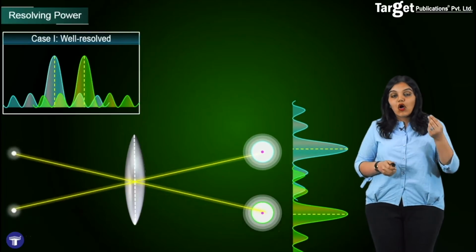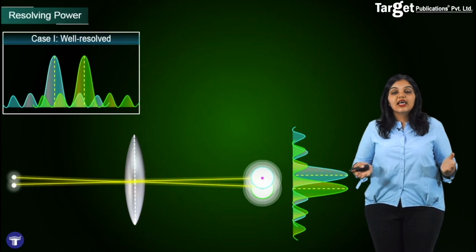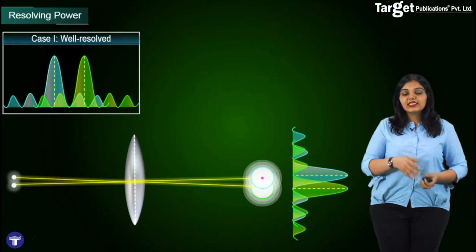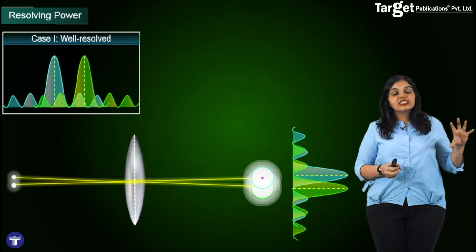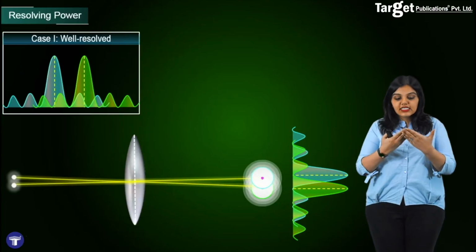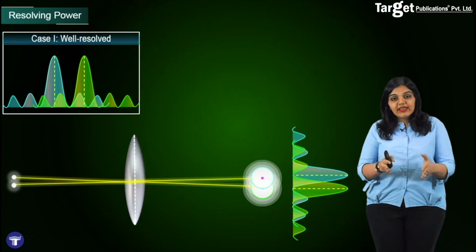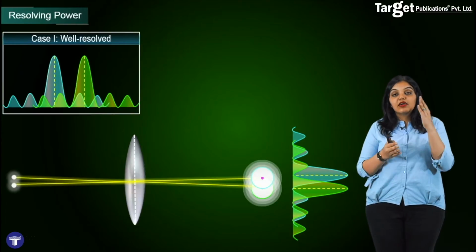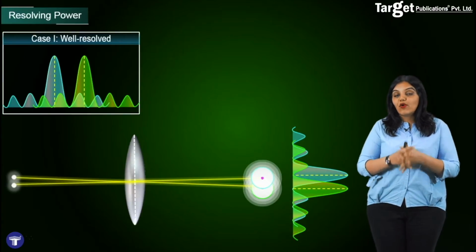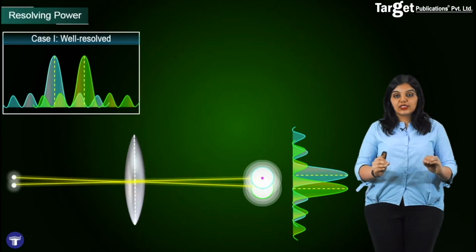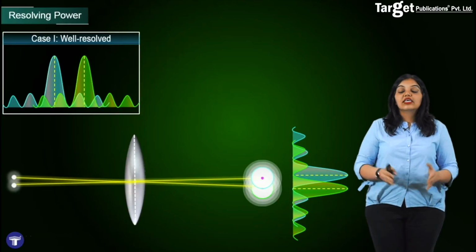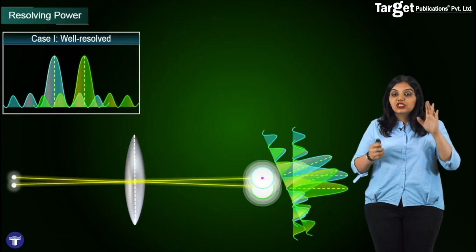But as the objects themselves get closer, their images also get closer, and as you can see, the objects have still not touched each other, but the images have begun to merge because their disks have now begun to merge. But even at this point, where the central maxima of one is falling on the first minimum of the other, this is the final limit of resolution. That is, at this point also the images are resolved, but they are just resolved.